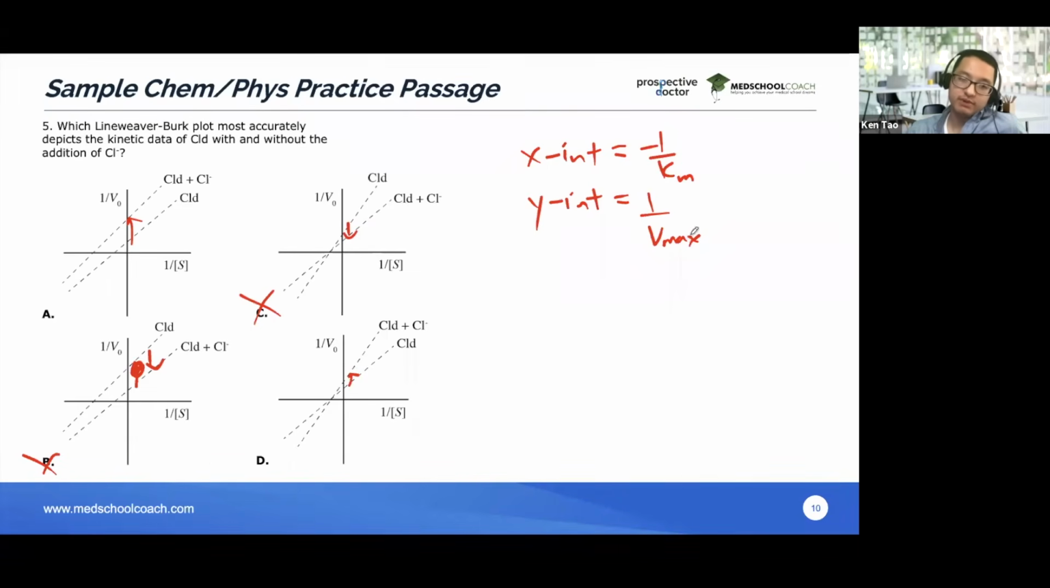But then the last part is Km. You're dividing by the Km. The Km gets smaller, so you have a bigger value. But you have a negative sign, so it's a bigger negative value, which means you expect the x-intercept to move to the left, which matches A, and not D, because in this case, the x-intercept doesn't move.